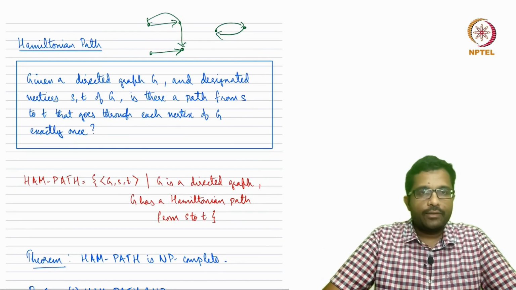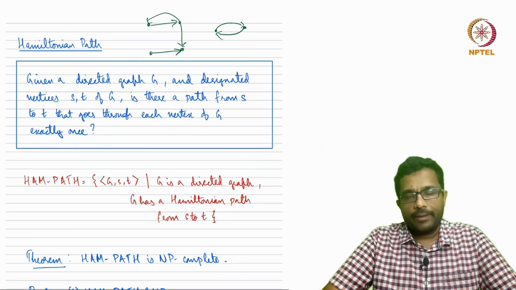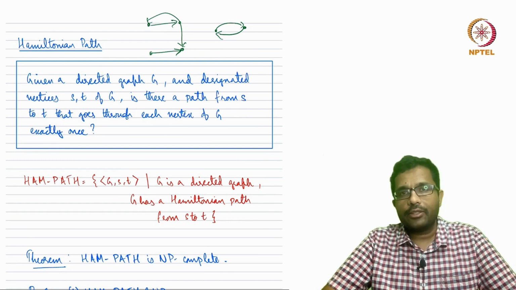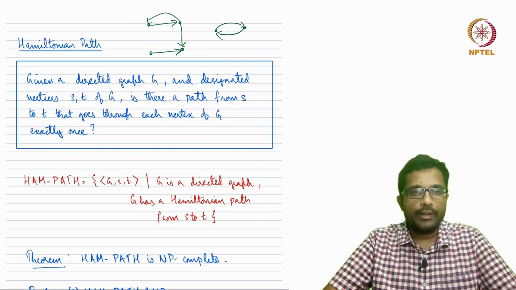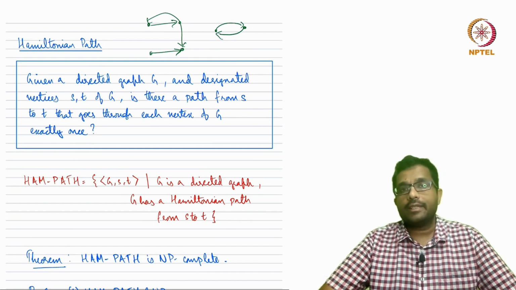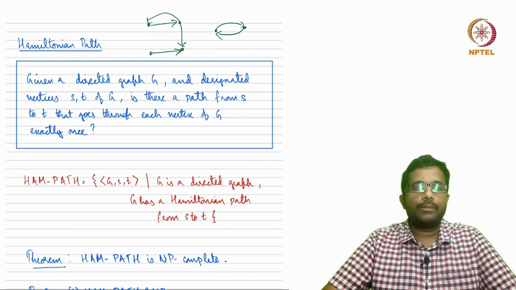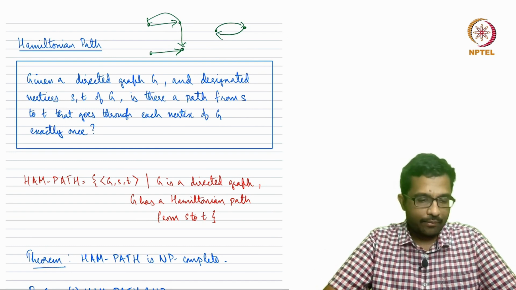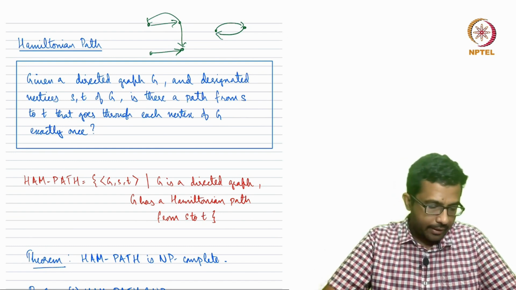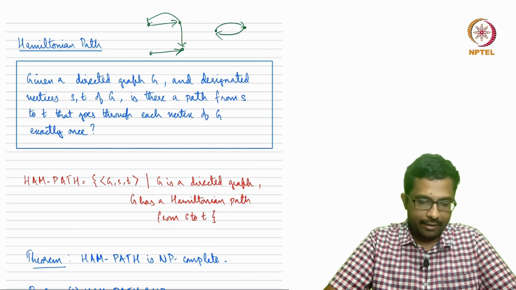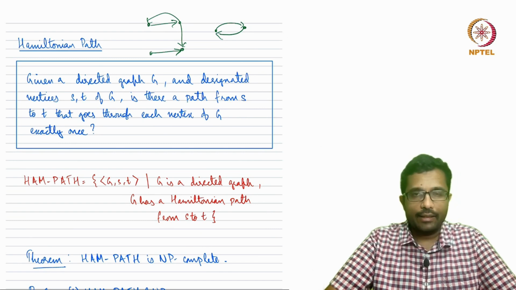Hello and welcome to lecture 53 of the course Theory of Computation. In the previous lecture, we saw two NP-complete languages, clique and vertex cover, which are both based on graphs. In this lecture, we are going to see yet another NP-complete problem called Hamiltonian path. Another difference in this particular lecture is that we are going to be talking about directed graphs.